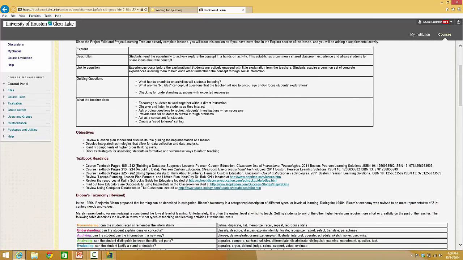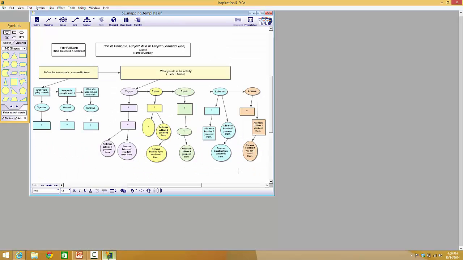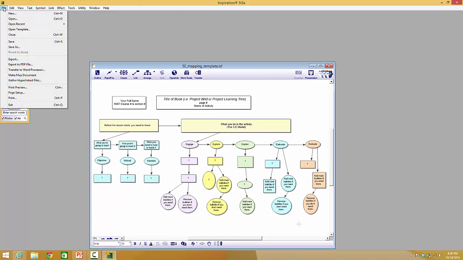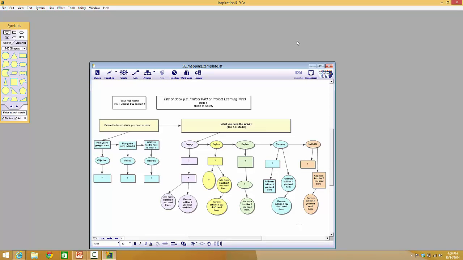Okay. So, first of all, if you're having problems with inspiration, say you can't open your file, sometimes it's better just to go to inspiration and then go to file and open. That way you won't have any errors when you're opening up an inspiration file.